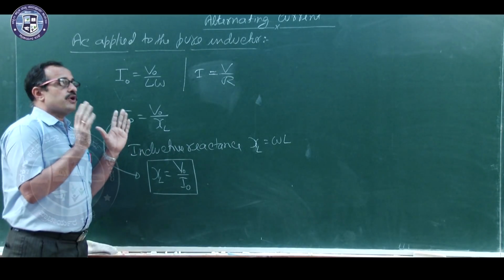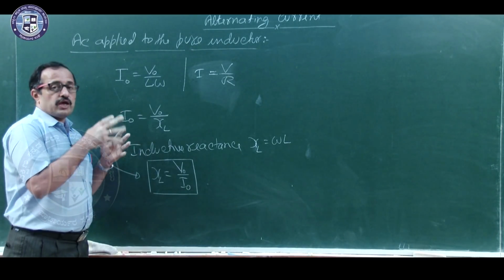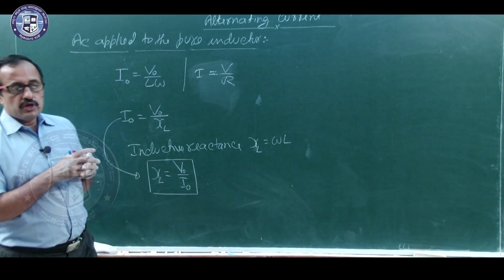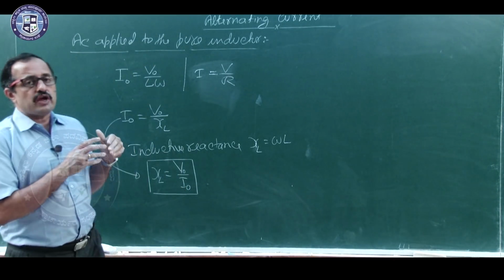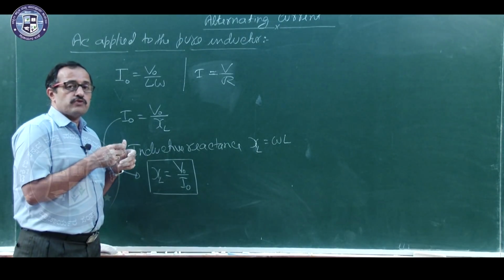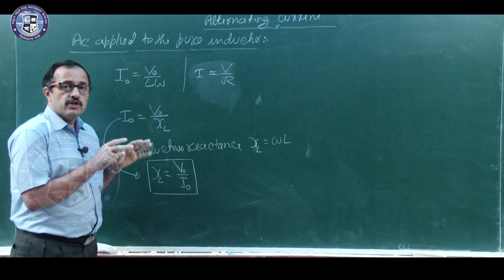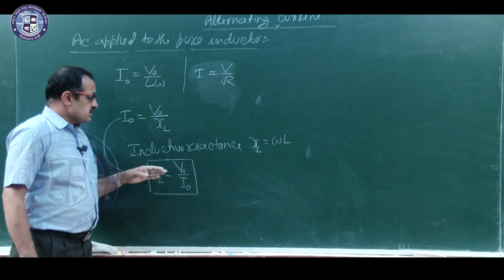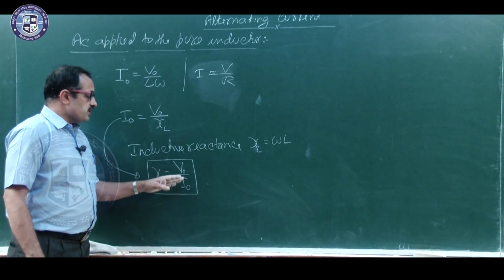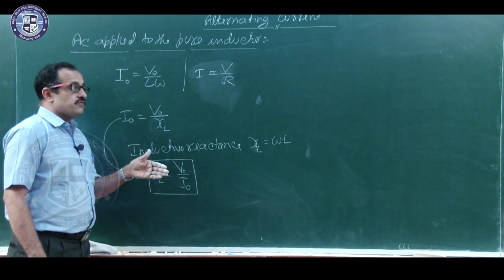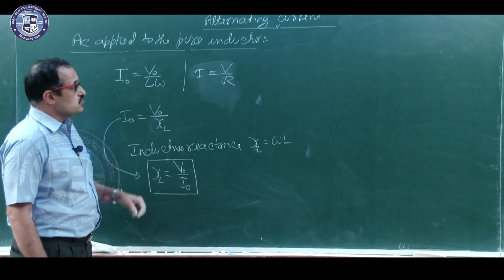For example, what is the household supply of AC? 220 volts, we know. In some of the foreign countries, it is 110 volts. But what is that value? RMS value. Therefore, RMS value is always known as the general value of AC. Therefore, even though it is the definition of inductive reactance, it is better to explain or define in terms of RMS value. How to do that?